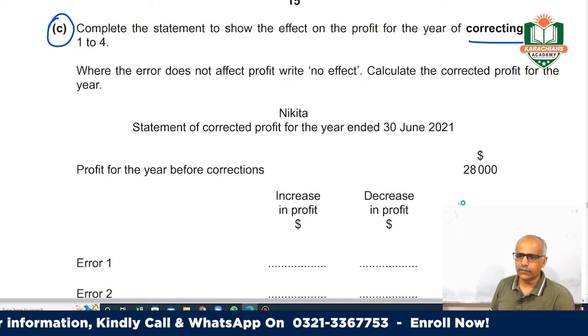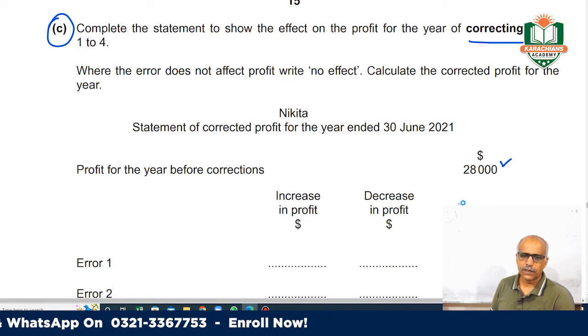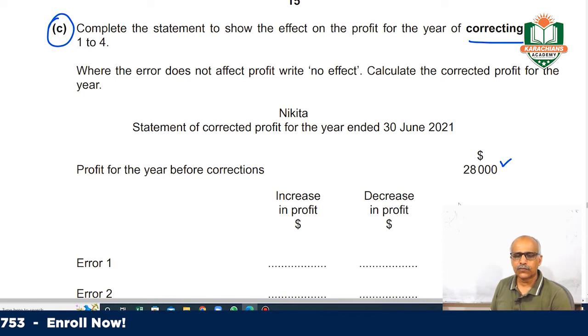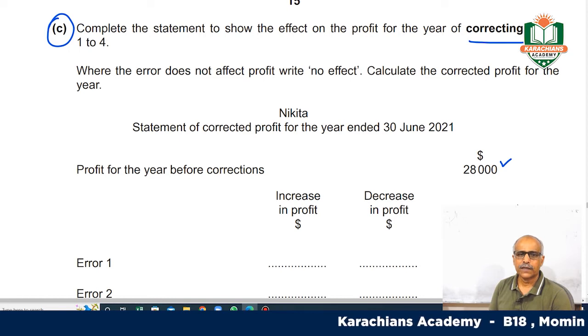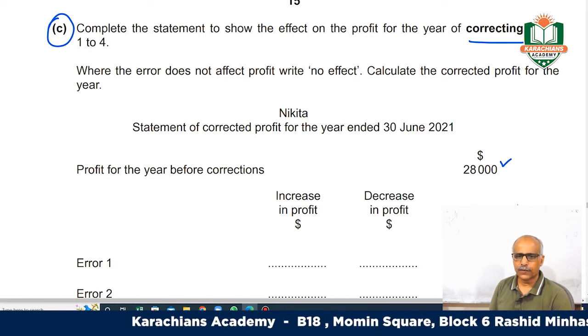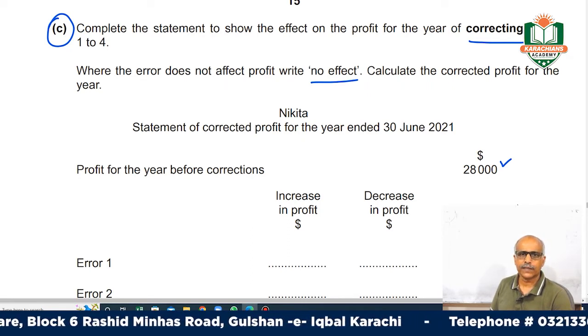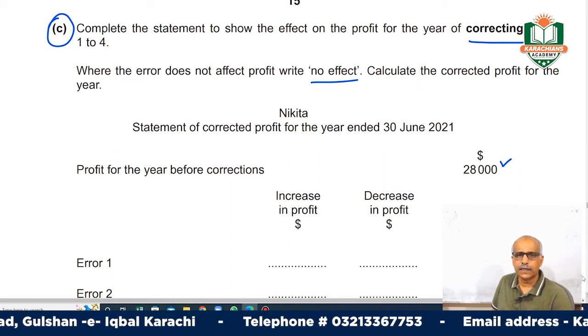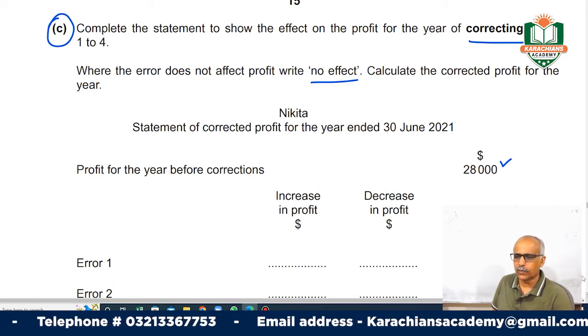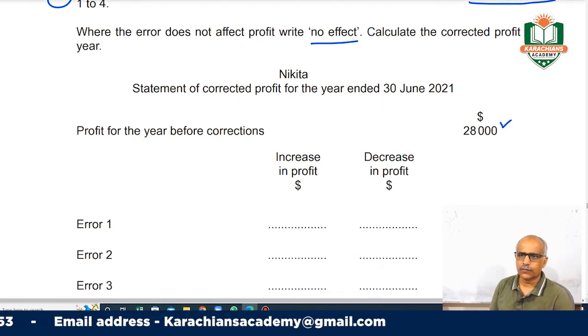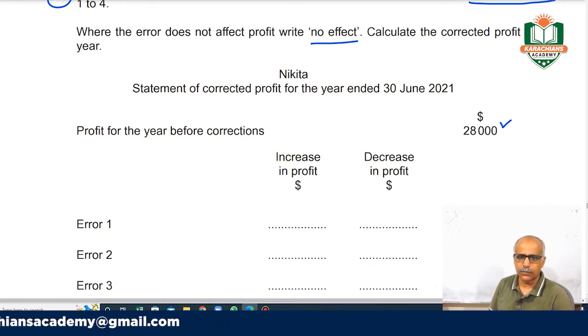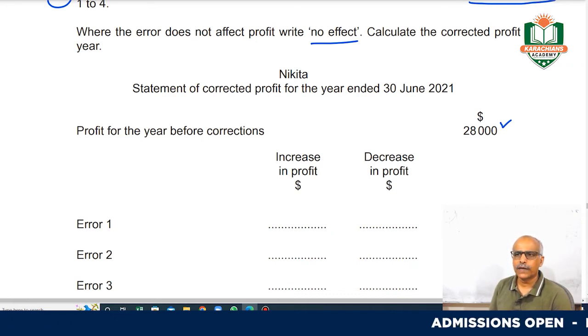They have already given you a profit of 28,000, and you have to use this format: increase in profit, decrease in profit. He also says where the error does not affect profit, write no effect. You must not leave it blank, you have to write no effect, because he will consider it, and if you leave it, he will deduct your marks. So in the reconciliation statement, where there is no impact of the error, you have to show no effect. Let's move on to B first.